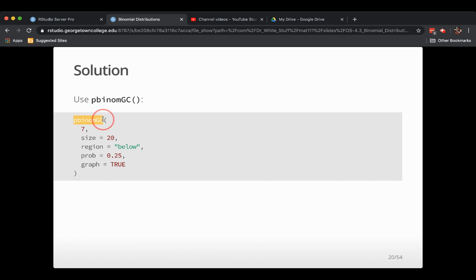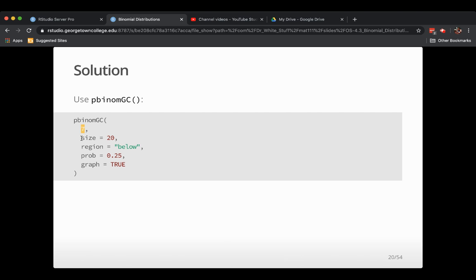So there's an R function that comes in the TigerStats package called pbinomGC. P for probability, binom for the binomial distribution, GC for graphical calculator, if you like. It works a lot like pnormGC. First input is your boundary number for the probability, 7.